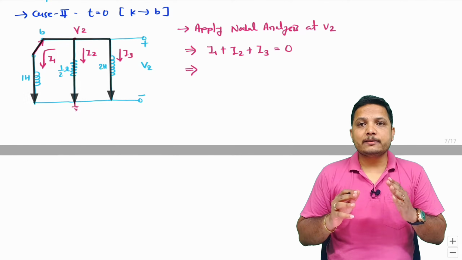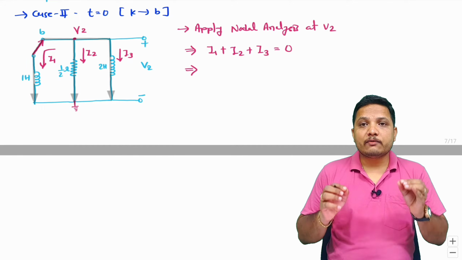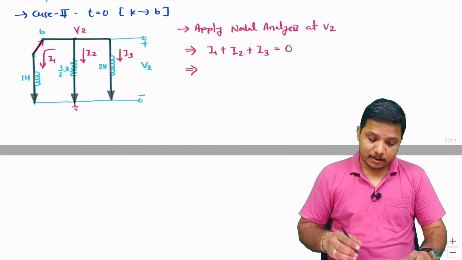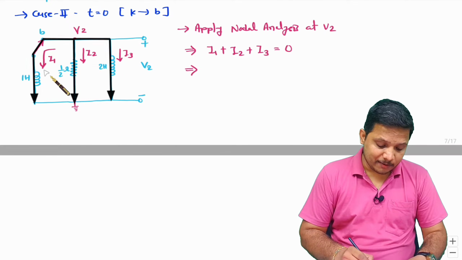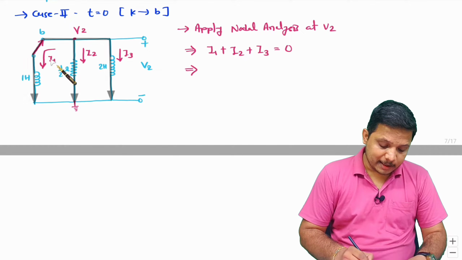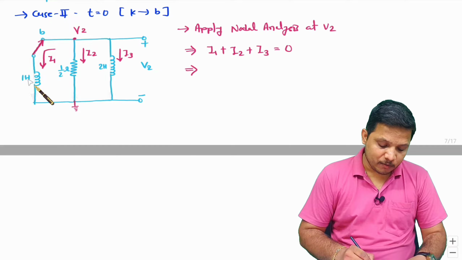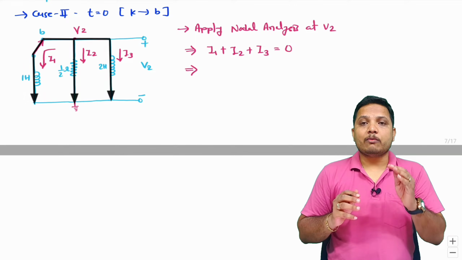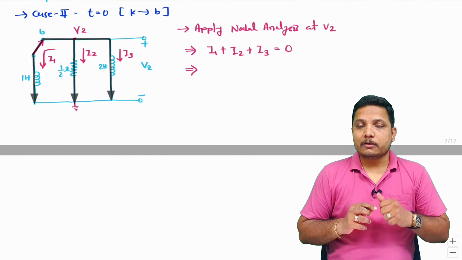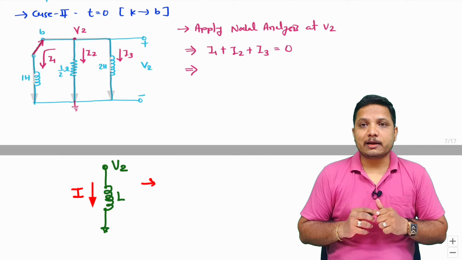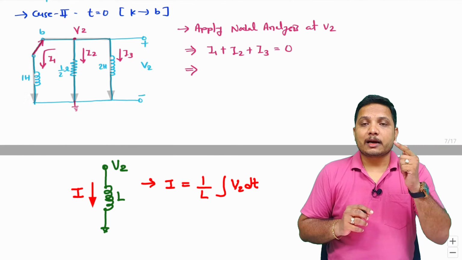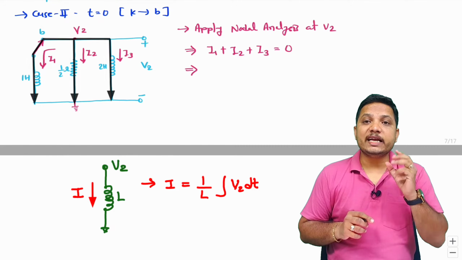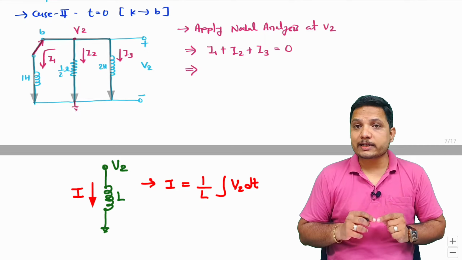Now my dear students, we need to place value of current with respect to direction over here, right? So here you see I1 that is happening in this branch where we have 1 Henry inductor, right? Now what is the value of I1? So as per 1 Henry inductor, I can say current passing through inductor is 1 by L integration V dt, where V is voltage across inductor.